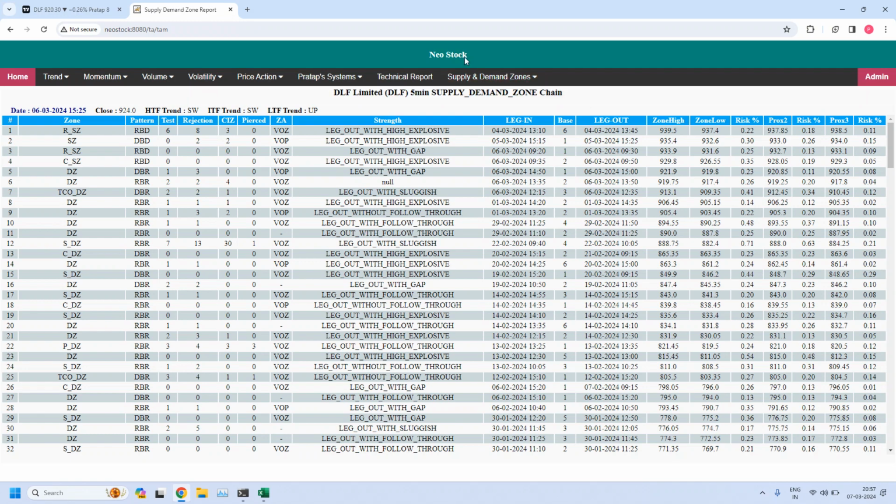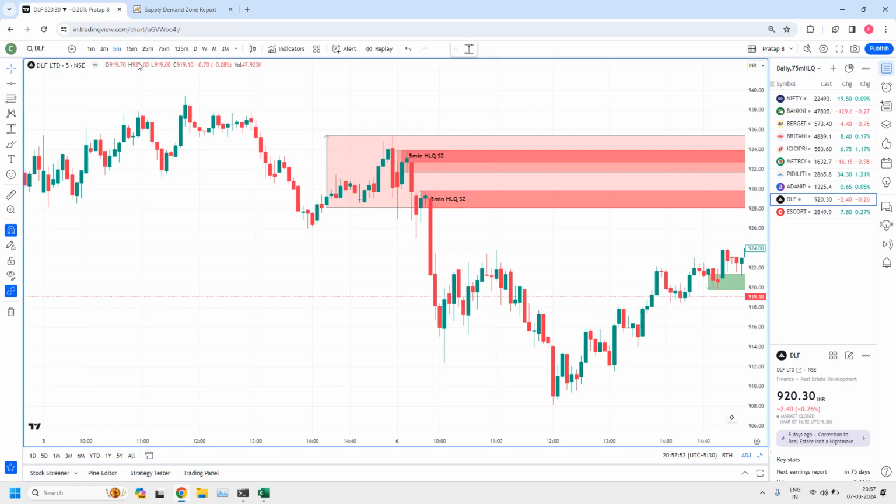Okay, now it has generated the supply demand zone chain. See, we have the immediately available supply zone. It is already having 5 supply zones. The immediately available 5-minute supply zone is, see here the date, the leg-in date, 6th March at 9:35 after the 2 base candles, and a drop candle. So our software identified this zone as a high liquidity zone, and this high liquidity zone is inside a 75 minutes high liquidity zone. If that is the case, you can take an aggressive trade here.